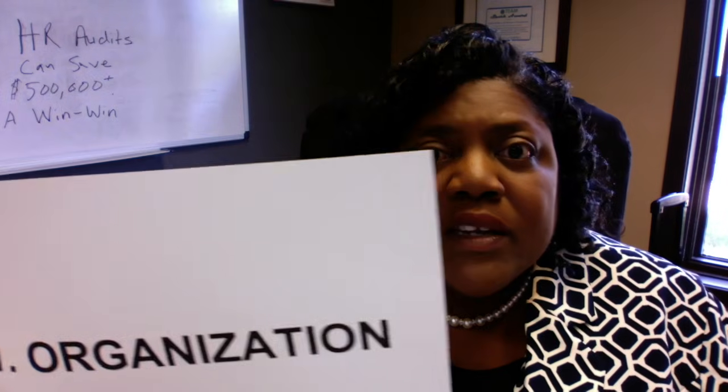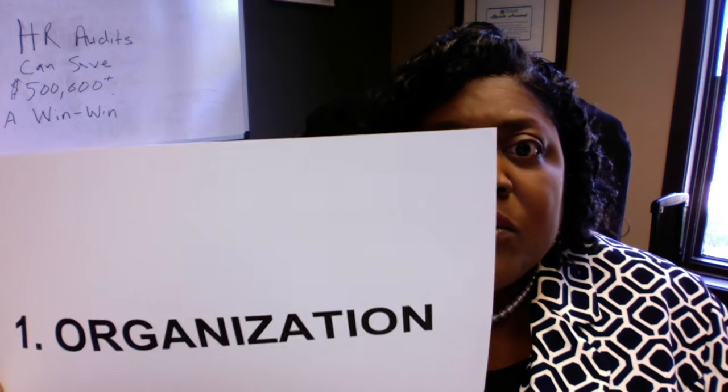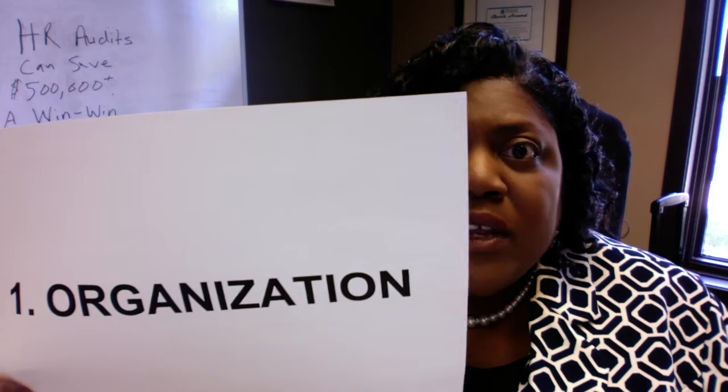So let's start with step number one. Step number one is the organization. The first thing we want to do is take a look at the organization. And by that, I mean we want to look at the mission, the vision, the values. We want to talk to managers and permanent employees, and ask them what's going well, what issues are you dealing with, what things could we be doing better.